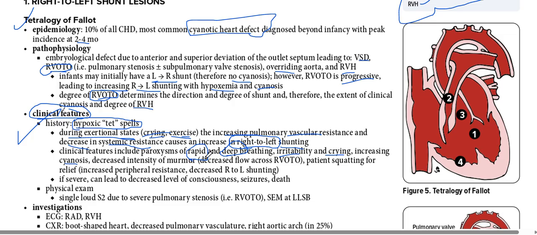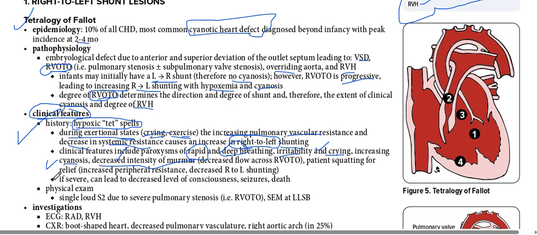Clinical features include paroxysms of rapid and deep breathing, irritability and crying, increased cyanosis, decreased intensity of murmur, and the patient squatting for relief. So there will be rapid and deep breathing, and the child will be highly irritable and crying. There will be cyanosis, decreased intensity of murmur, and the patient squatting for relief.